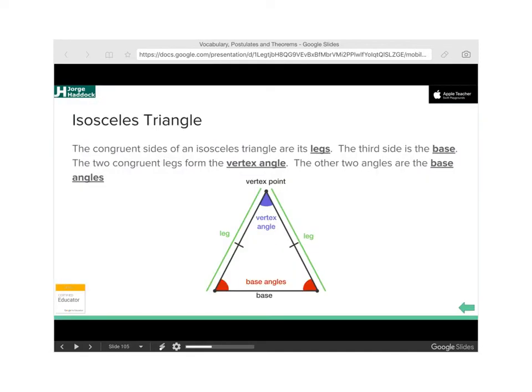Hi, so in this video we're going to be working with isosceles triangles. An isosceles triangle is a triangle that has at least two congruent sides. The congruent sides of an isosceles triangle are its legs. The third side is the base. The two congruent legs form the vertex angle, and the other two angles are the base angles.